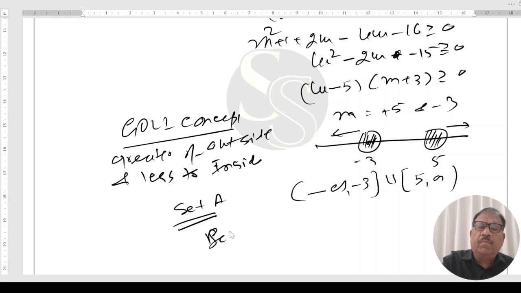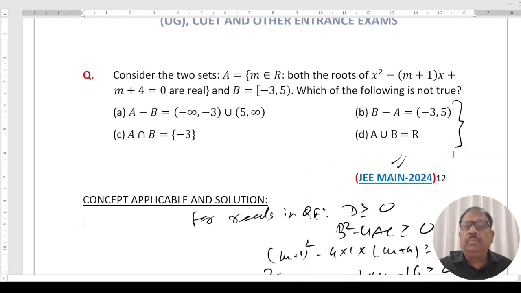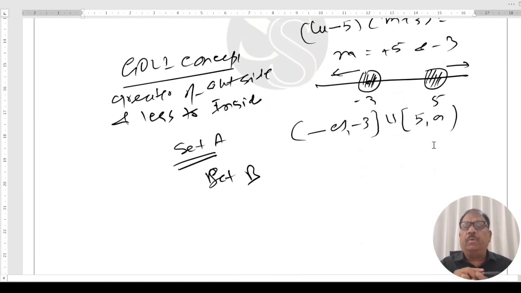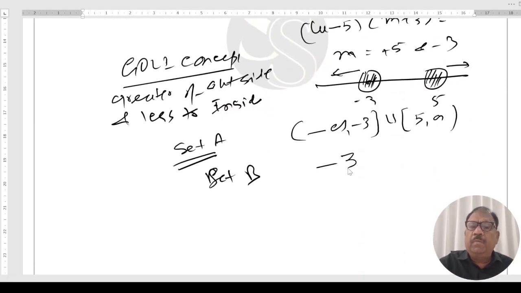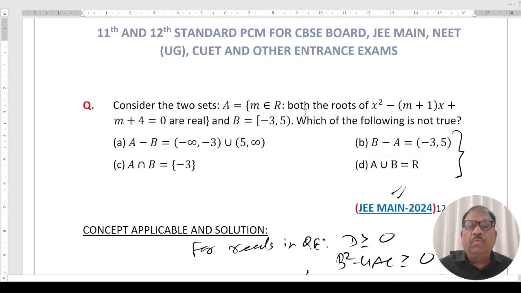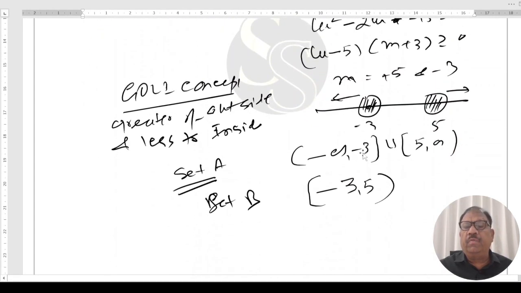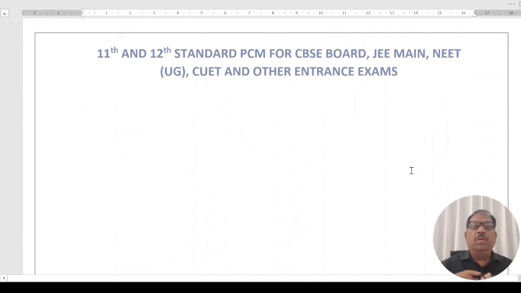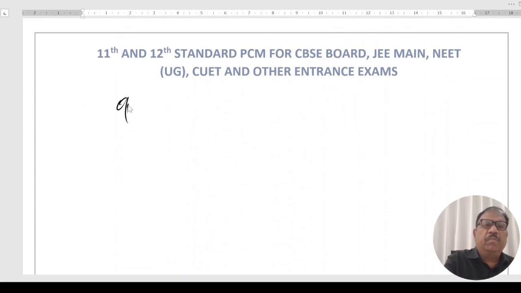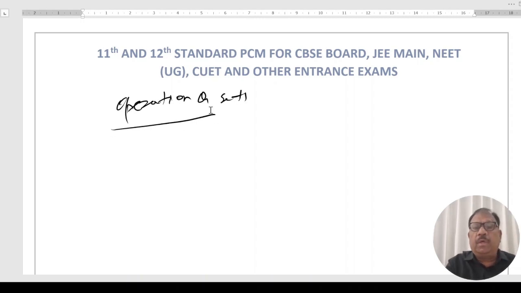Set B is minus 3 to 5, semi-open, [minus 3, 5). This is good. Now we have to use operations on sets. Operation on sets. पहले ड्रॉ कर लीजिए A.